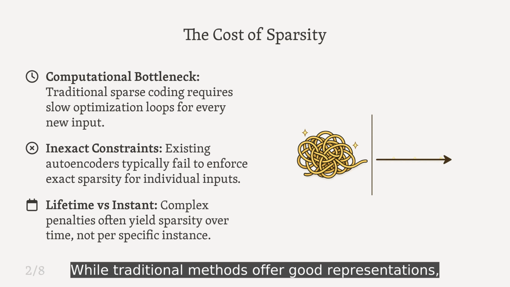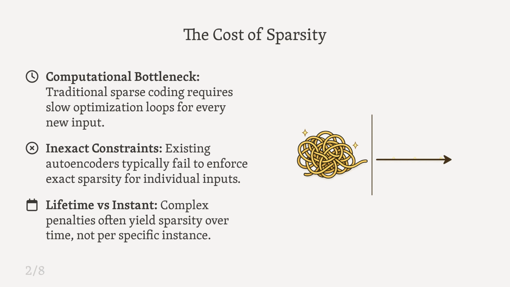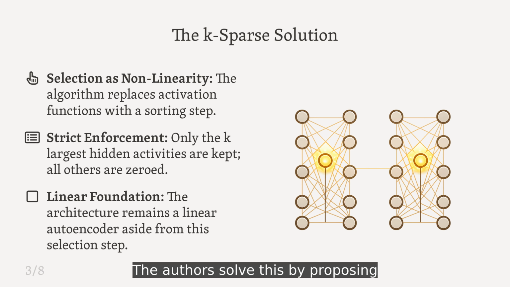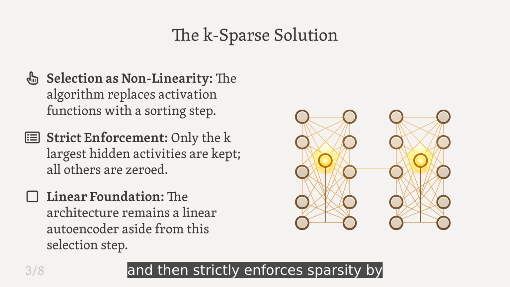While traditional methods offer good representations, they require distinct, slow optimization loops to process every single new input, creating a major bottleneck for real-time applications. The authors solve this by proposing a radically simple concept called the k-Sparse autoencoder. Instead of complex activation functions, this model linearly computes activity and then strictly enforces sparsity by keeping only the k neurons with the strongest signals.